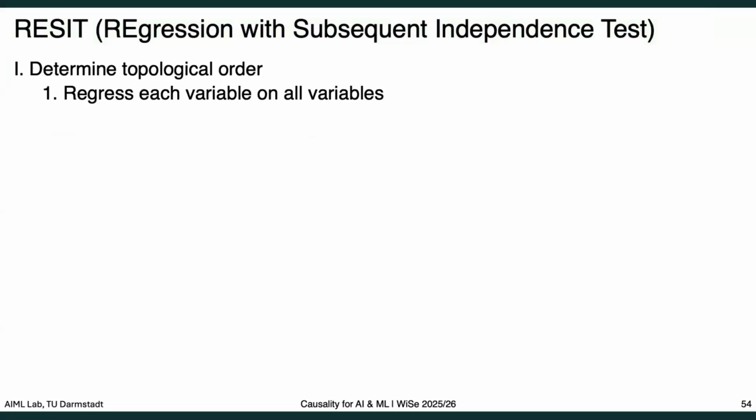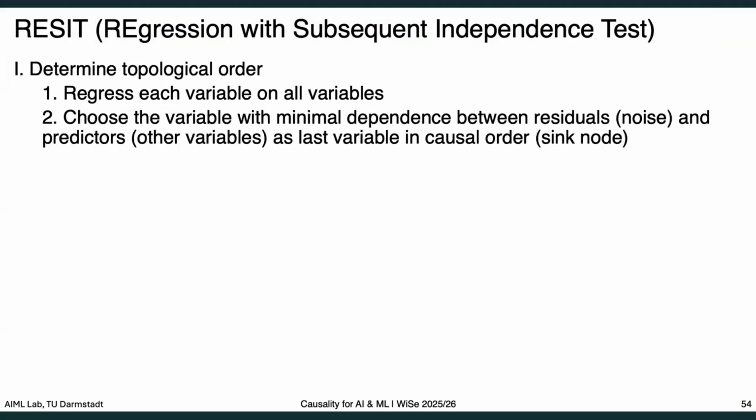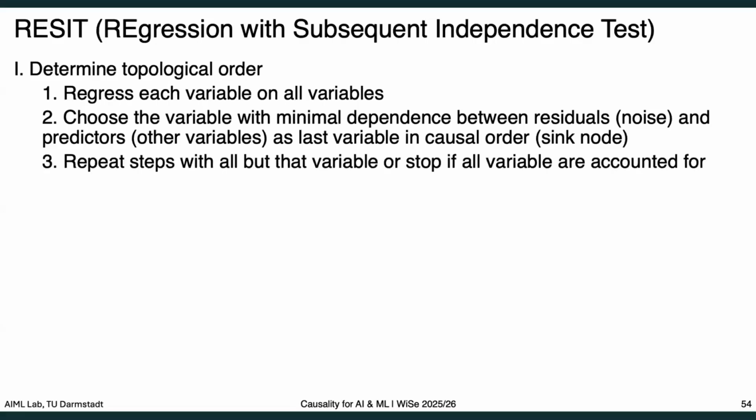In a bit more detail, for determining the topological order, we regress each variable on all other variables. Having done this for everything, we choose the variable with the minimal dependence between residuals, so the noise, and the predictors as the last variable in the causal order. It's called the sink node in the paper if you want to look at that. Then we iterate over that until we have the causal order.